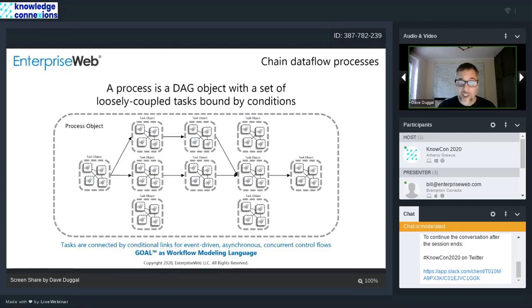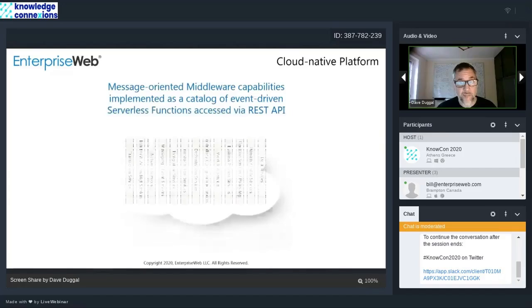Likewise, a process is just another object in Enterprise Web. It's just another DAG object, a directed acyclic graph object, with a set of loosely coupled tasks bound by conditions. The logic of Enterprise Web creates something called homoiconicity: objects and transitions are the same thing. It gives us a unified theory of types that allows us to get a lot of process optimizations. Tasks are all connected by conditional links, and it's all event-driven, asynchronous and concurrent, so really high performance and scalable.